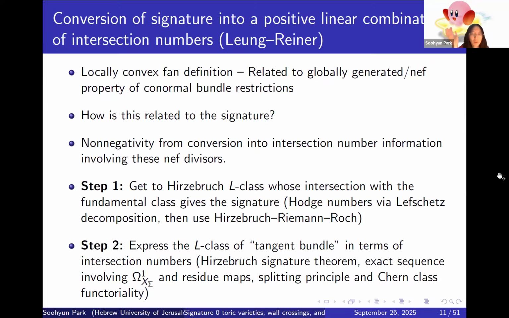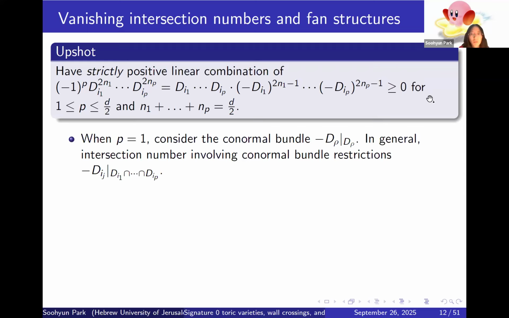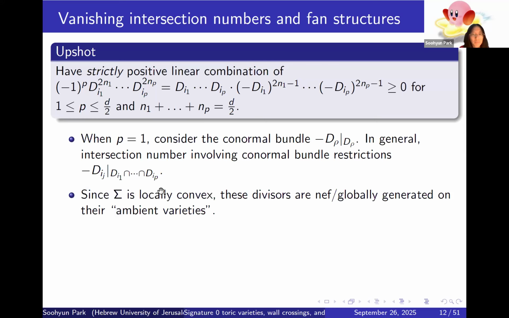So the upshot is that after doing all this, we end up with a strictly positive linear combination of some intersection numbers that are non-negative. So because all of these are strictly positive, we need all these intersection numbers to be 0. So when p equals 1, we literally get this, and then what we meant by conormal bundle restriction is what we said earlier.